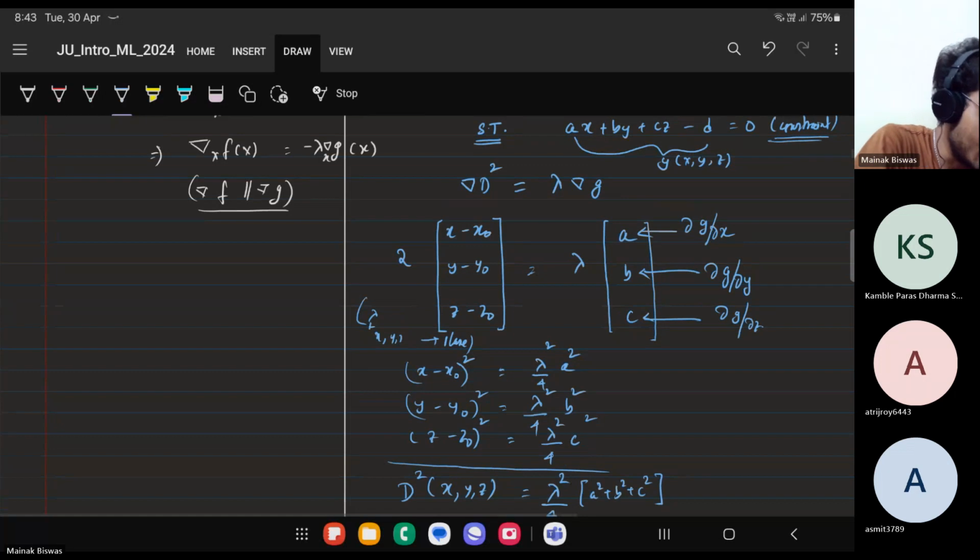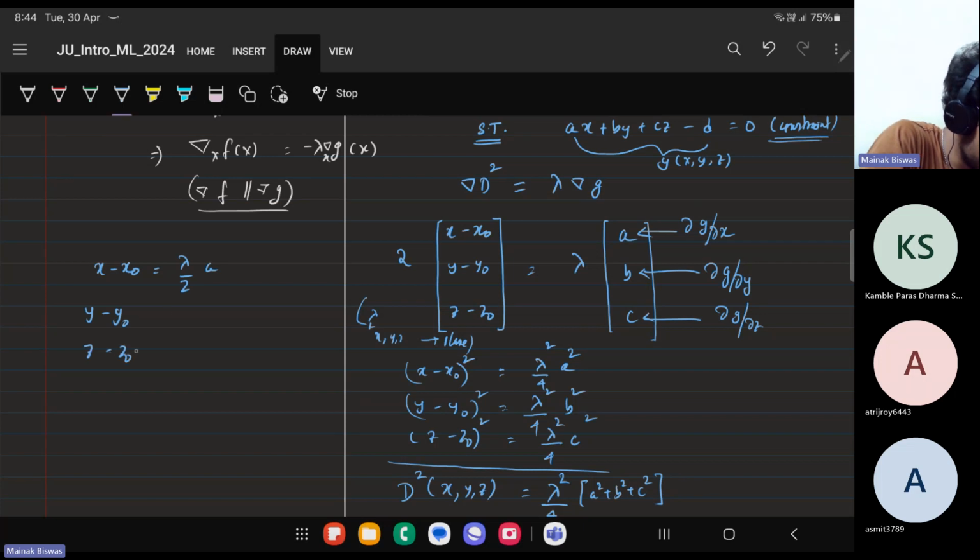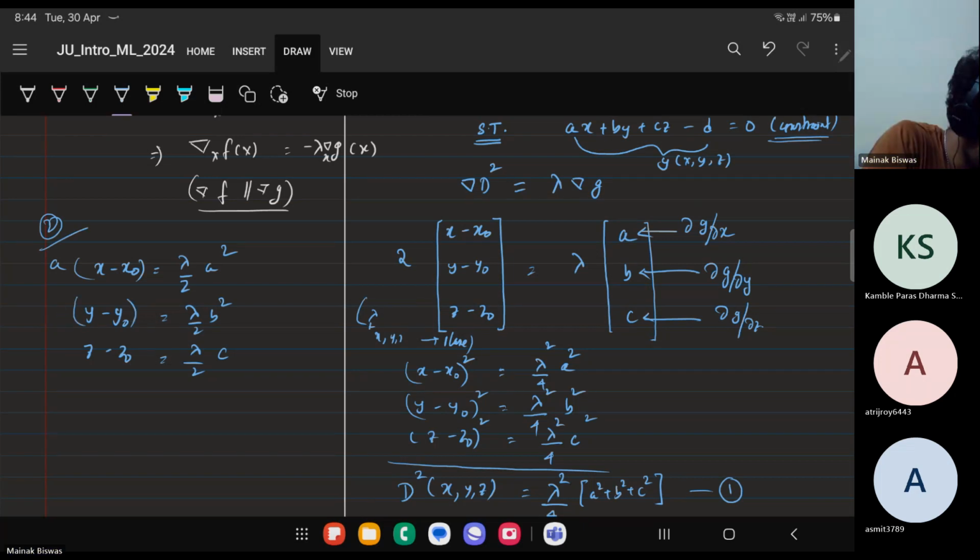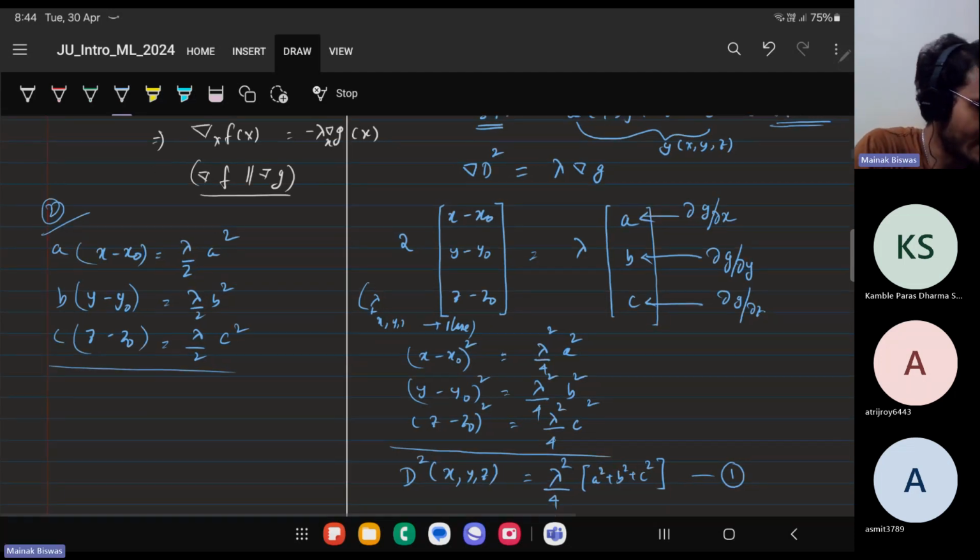That is, I can write x minus x naught is equal to, as you're saying, putting it in the plane. Let's put it in the plane. How will I do it? y minus y naught, z minus z naught. Okay, how do I easily put it in the plane? I'll just multiply both sides by a. This is equation 1, and this is equation 2, right? Okay, what do I get now?